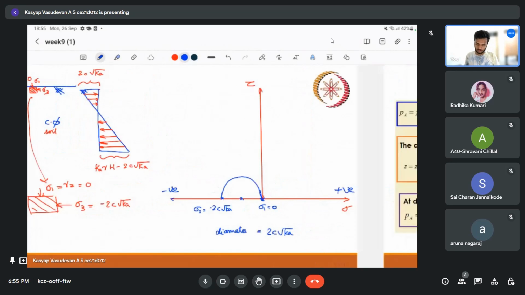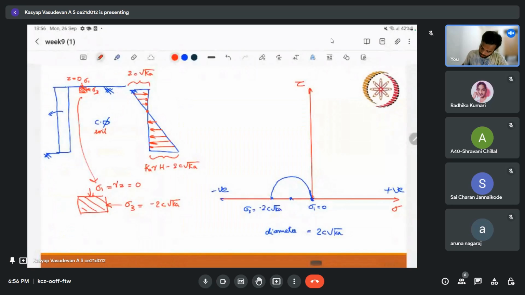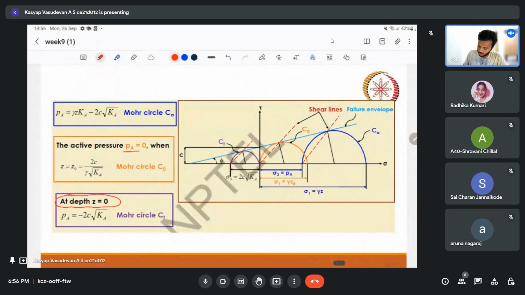Okay, so this is the slide which was explained in the class. In this particular question, we were dealing with the case at z equal to 0. So that's what this violet circle indicates. Another thing is, if there is a tension crack at this point, where PA is equal to 0, where our pressure is equal to 0, in that scenario this will be the orange Mohr circle. And in other cases, at a depth of z, anywhere below this point, we will have this blue circle.